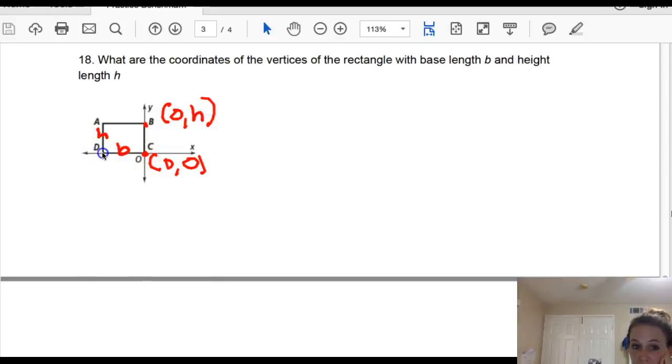All right, now let's find point D. I know the length is b, so I'm going to go this way in the negative direction b. So this point is going to be (negative b, 0), I go up nothing, up 0. And then this point here, I go back this length b from 0, in the negative direction, and then I go up h. So this will be (negative b, h), and I'm finished. All right, so that's just making sure you can label coordinates in terms of variables, not numbers.